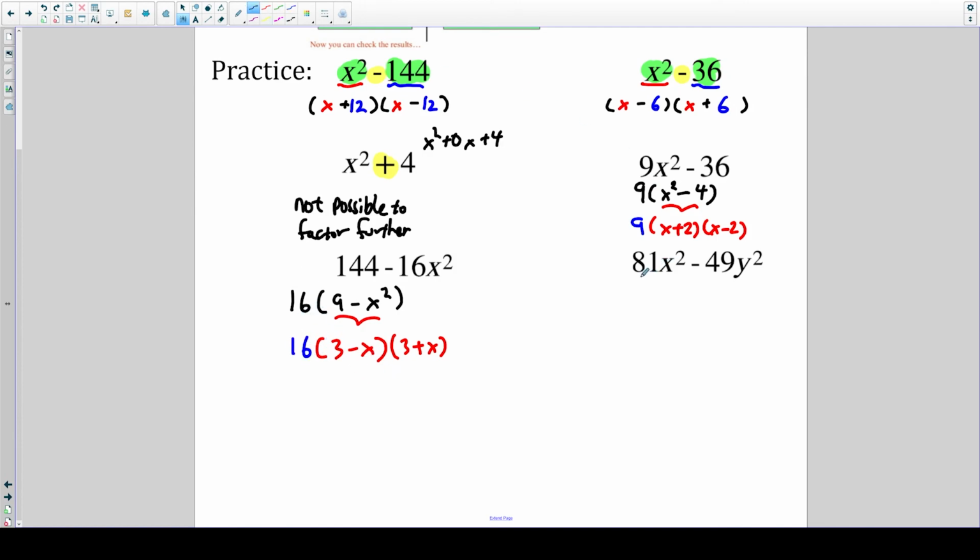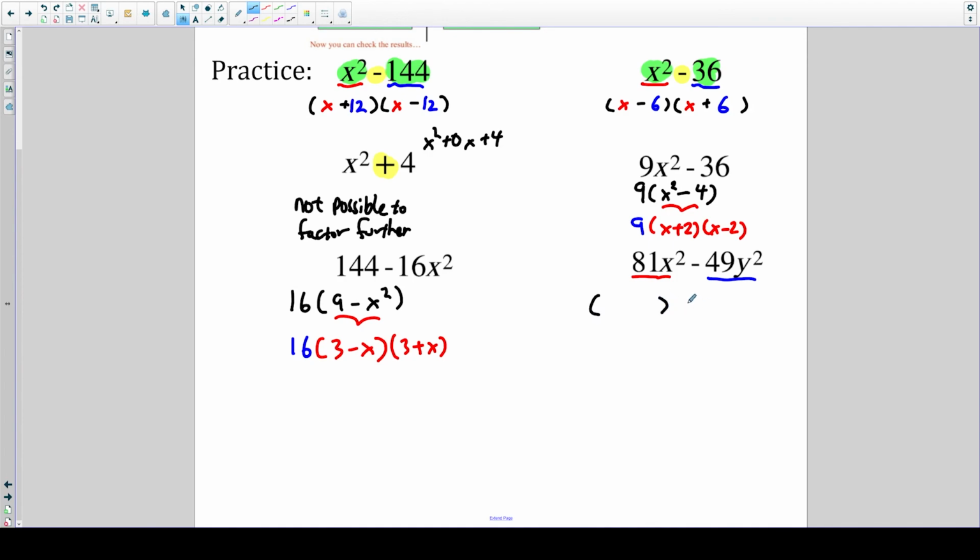For this last problem, we'll notice that there's no GCF, which is fine. And we also have two variables, again, which is completely fine. We know that this 81x squared is going to be a perfect square, and this 49y squared is also a perfect square, and we have this minus sign in the middle, so we can factor this as a difference of squares.